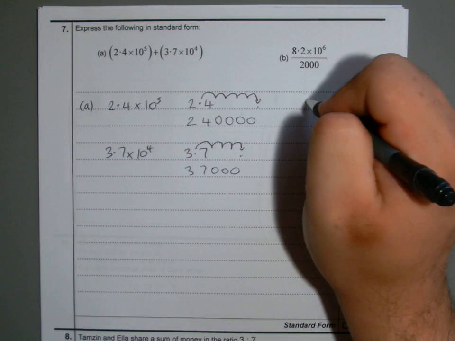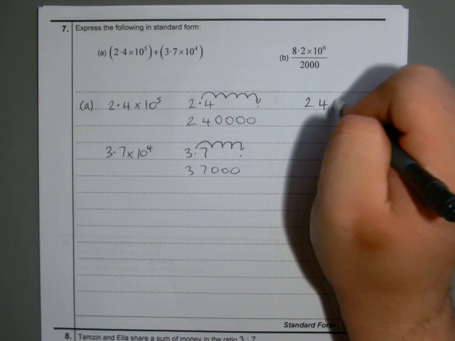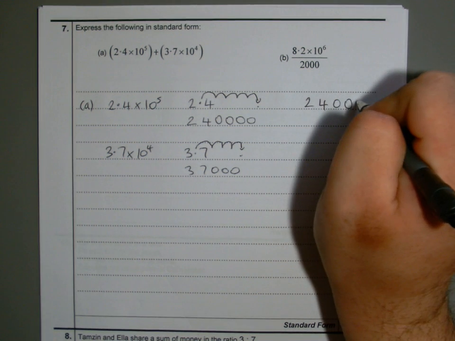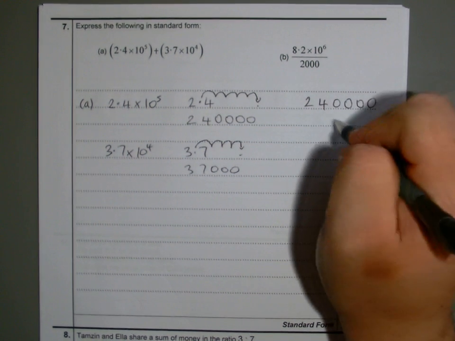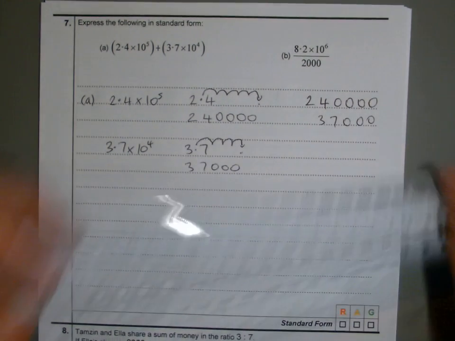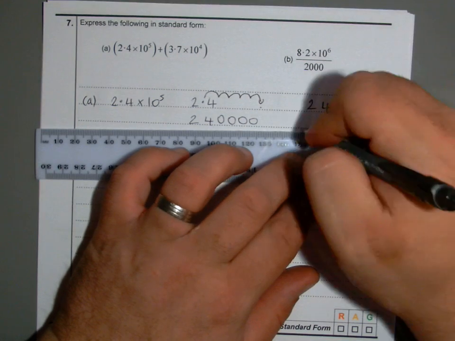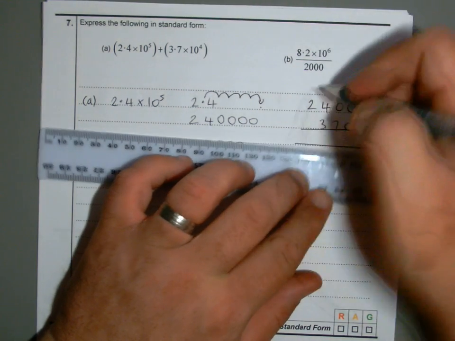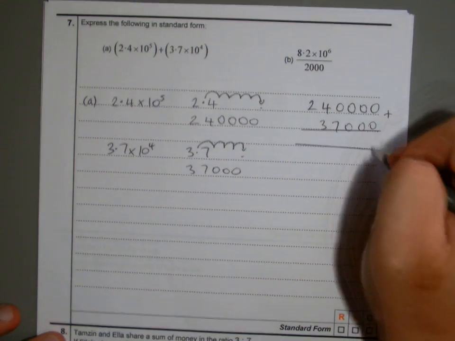So it's a case then of adding these two together, because that's what the question asks. We've written them as ordinary numbers. Add them together then. Let's line these up to the right so we can add them up properly. And then we've just got to put the answer back into standard form. That's the best way to approach this question.